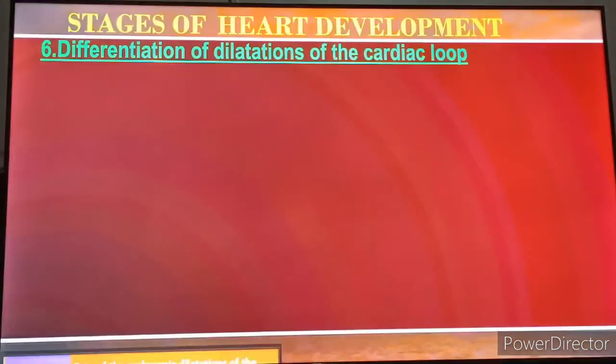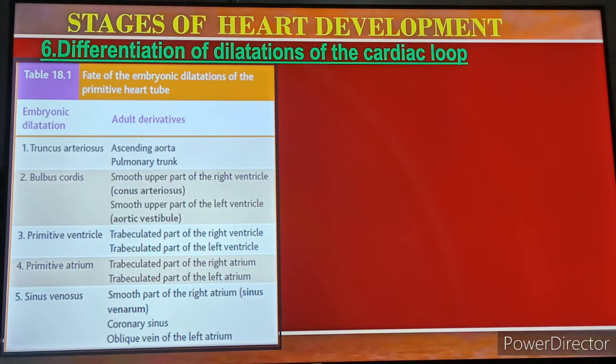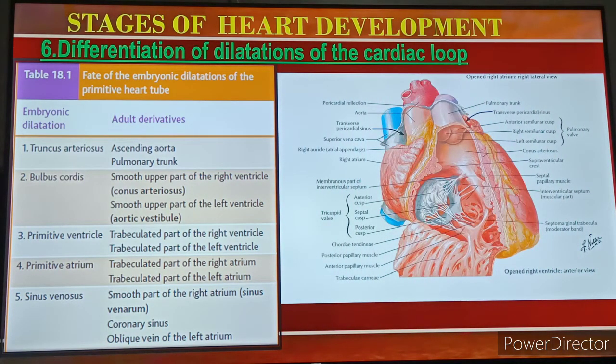Now, in the adult heart, this is what you're going to appreciate. We've tried to get this diagram from Netter's Atlas, and you can appreciate that the bulbus cordis has given us the smooth upper part of the right ventricle, or the conus arteriosus. And this is the right ventricle that has been dissected open. So you can see the conus arteriosus, or the outflow part of the right ventricle. The origin is the bulbus cordis. Then you can easily appreciate the trabeculated part of it. You can see where we have the chordae tendineae, the anterior papillary muscle, and the posterior papillary muscle.